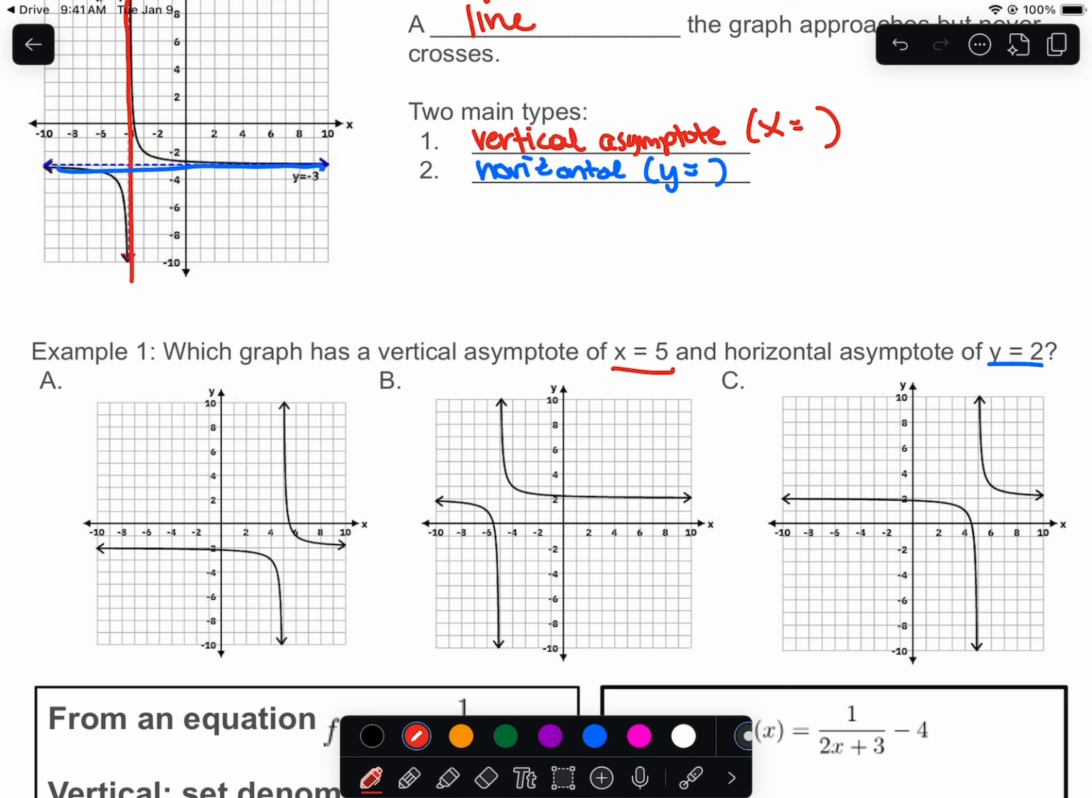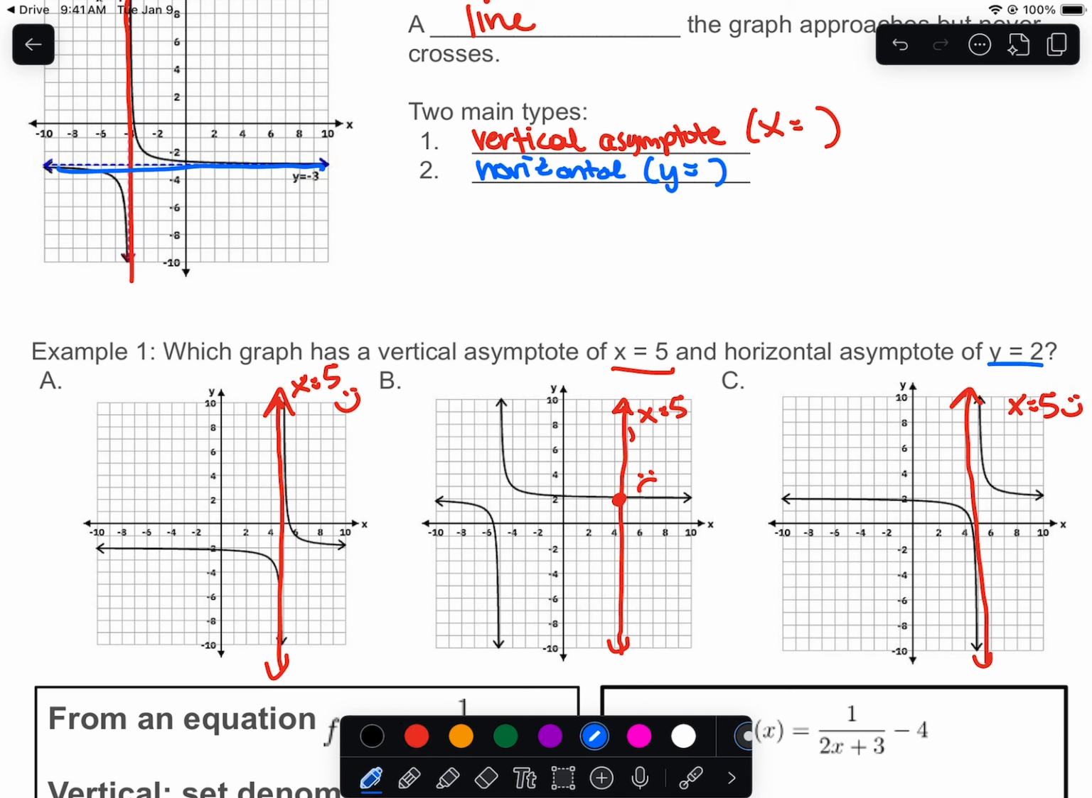Easiest way to do this one is just draw your graph, your asymptotes. So x equals 5. This looks good for me for A. X equals 5 is right here. For B, this is a problem. C, x equals 5. This also looks really good to me.